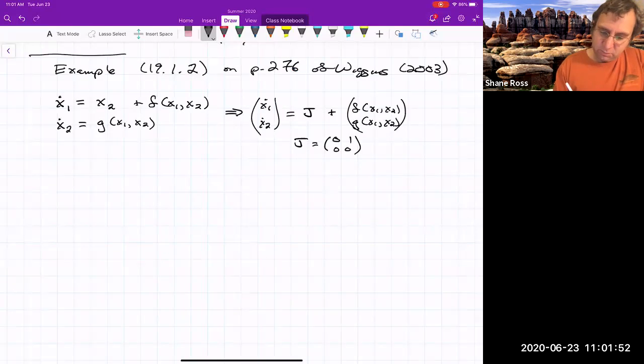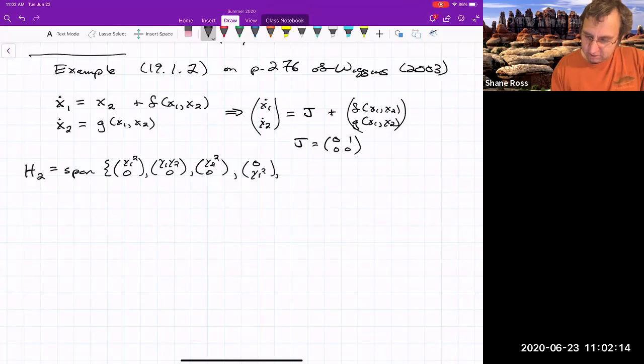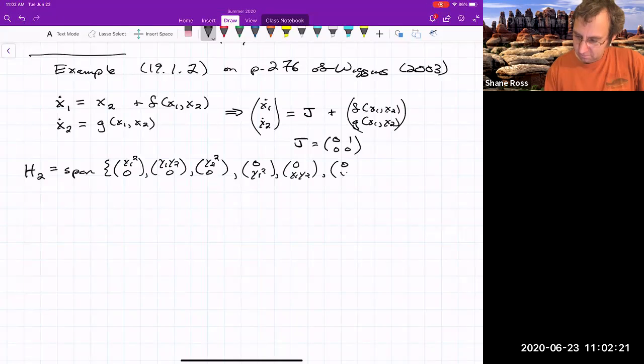What is H2 for this example? H2 is exactly as I had before. So H2 is the span of (y1², 0), (y1 y2, 0), (y2², 0), and so on. We do all the second order terms in the first slot, that's kind of the convention, and then all the second order terms in the second slot. So this is a 6-dimensional linear space.